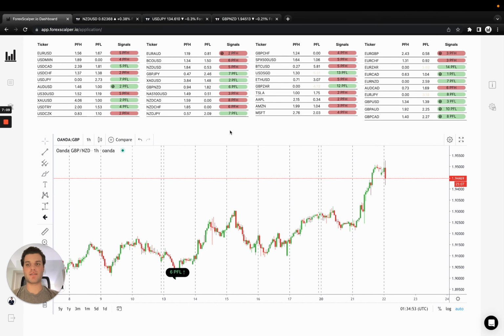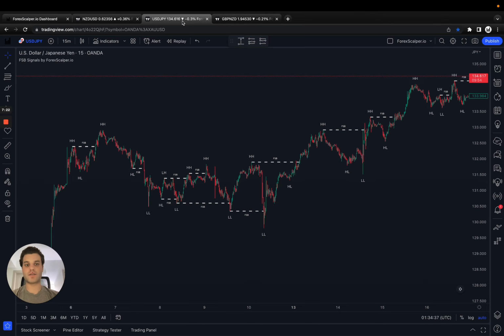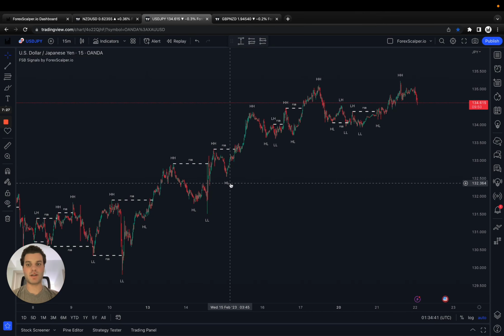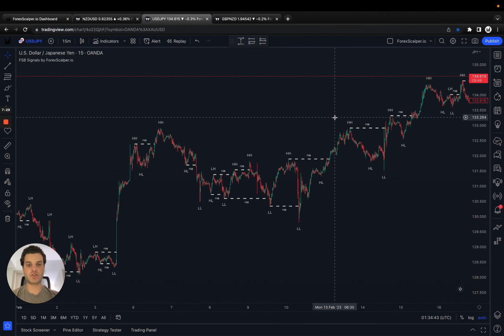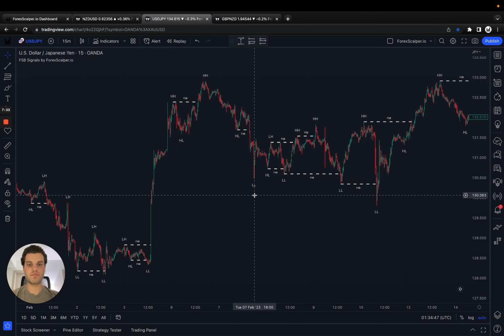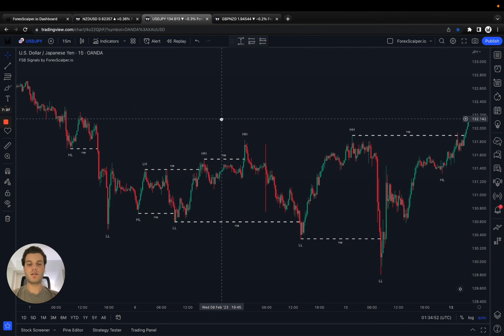USD Japanese yen, I think we can have one more example here. So of course, USD Japanese yen, longs only, PFL, we're only taking long trades. Now let's come here, USD Japanese yen. Let's take a look at the 15-minute time frame. Let me see if I can show you an example here. So, as you can see, we're only taking buy trades, right?